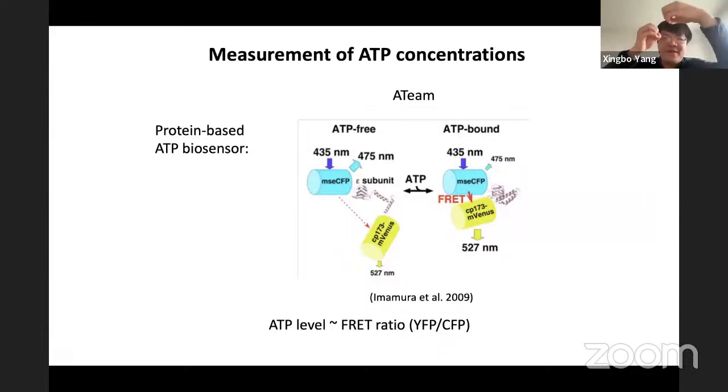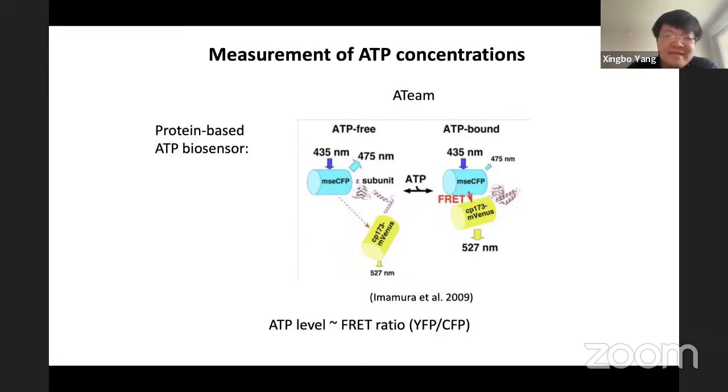And this can be made quantitative, since the FRET efficiency depends on how much ATP there is in the cell. People spend a lot of time developing and optimizing these biosensors so that they become quantitative. They also do calibration. They can purify the protein outside and then just add ATP. And they first have to show that this is specific to ATP, and not ADP or any other things.